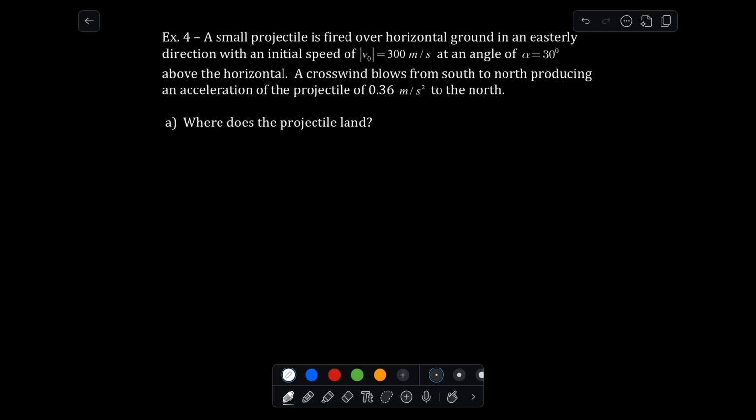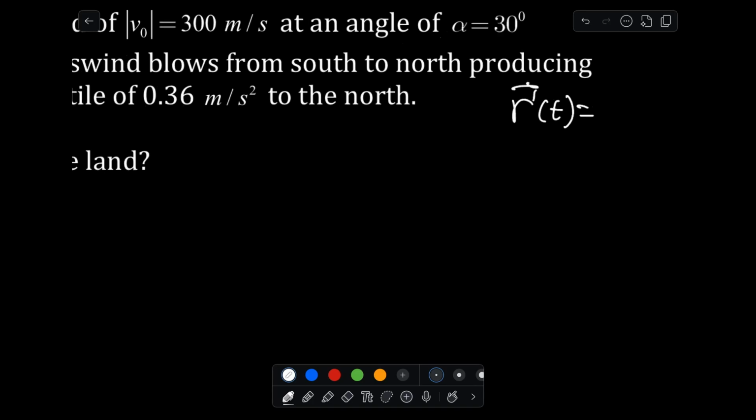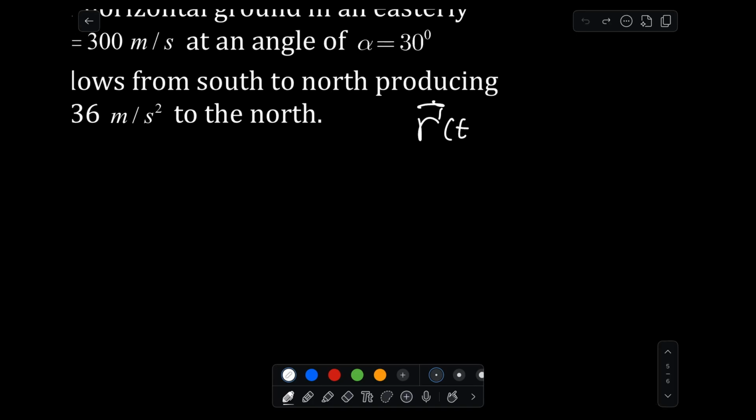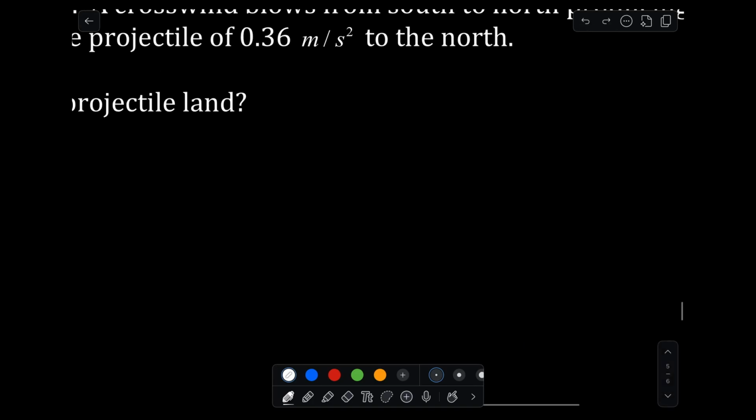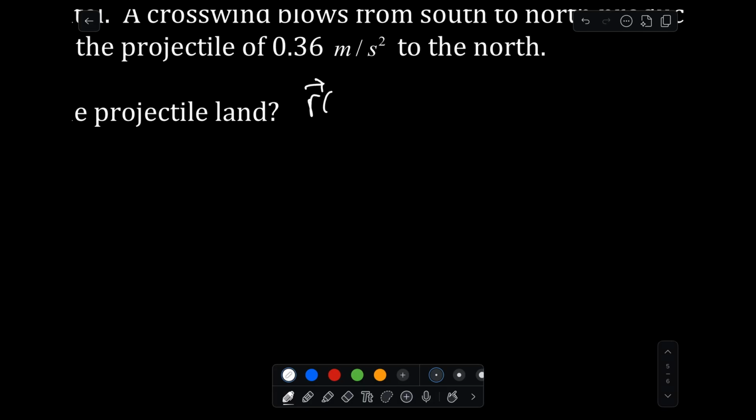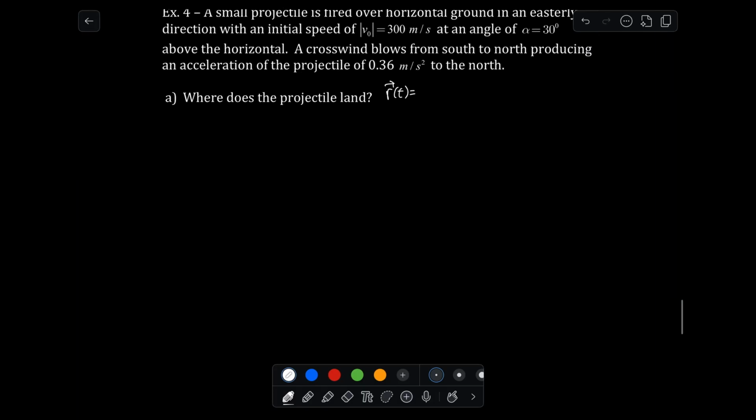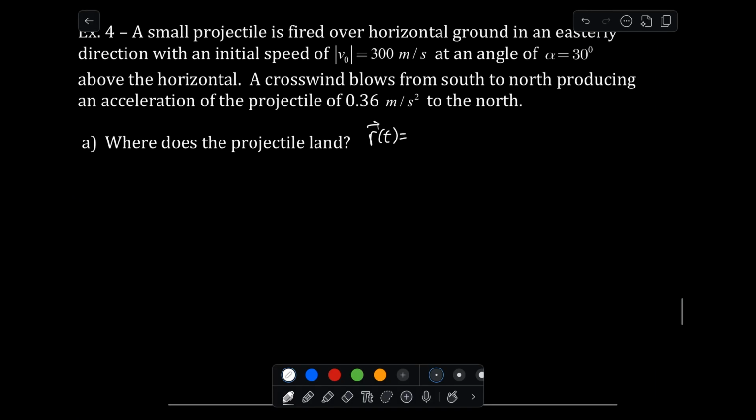Okay. Before you want to pause the video and try this on your own, let's just get all the components that we know out of the way. So we know that r of t, right? Let's actually put r of t a little bit further away so it's easier for me to write out the rest of this.